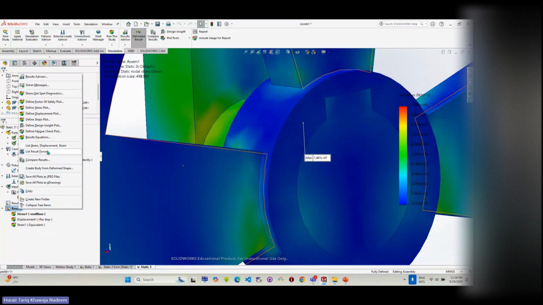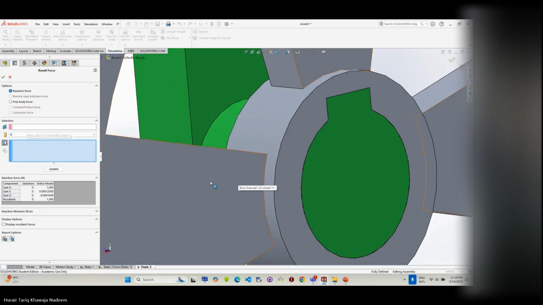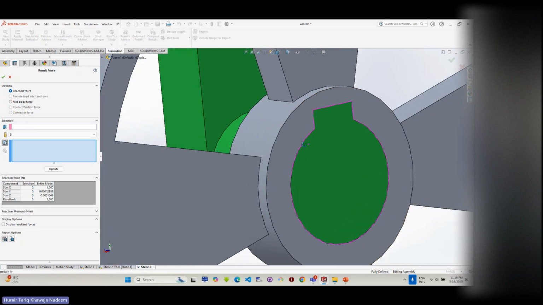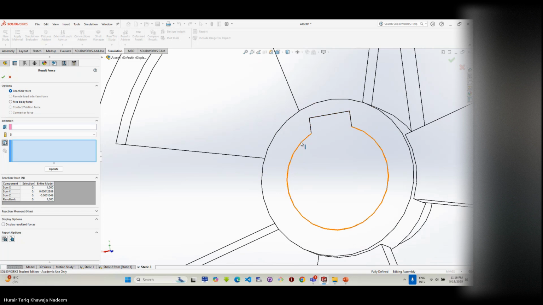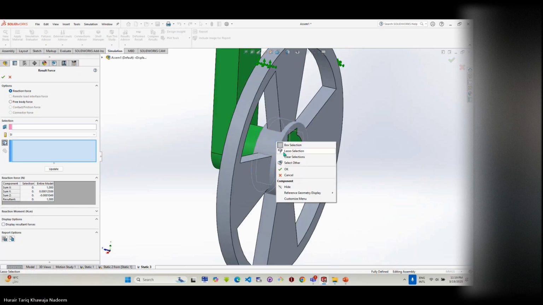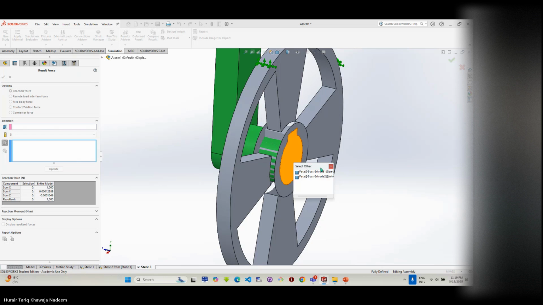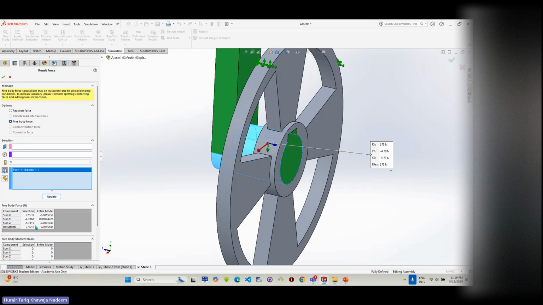List result force. Let's see. List result force. Reaction force. Let's see if we can. Select other. This one or this one. So let's select this one. Okay. And update. Yeah, these are the forces.